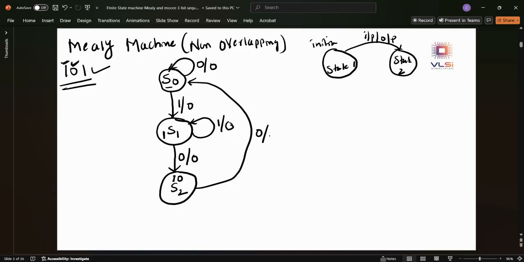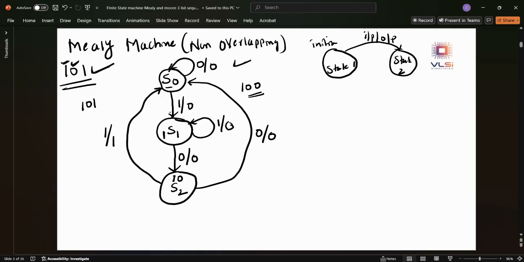And here, if this is 1, you got the sequence. That means you got the sequence 101. It will go to the initial state. What is the initial state? S naught. That means the input is 1 and the output is 1. So this is the state diagram for a Mealy non-overlapping sequence detector. Hope you understood. This is Mealy for non-overlapping sequence for 101.